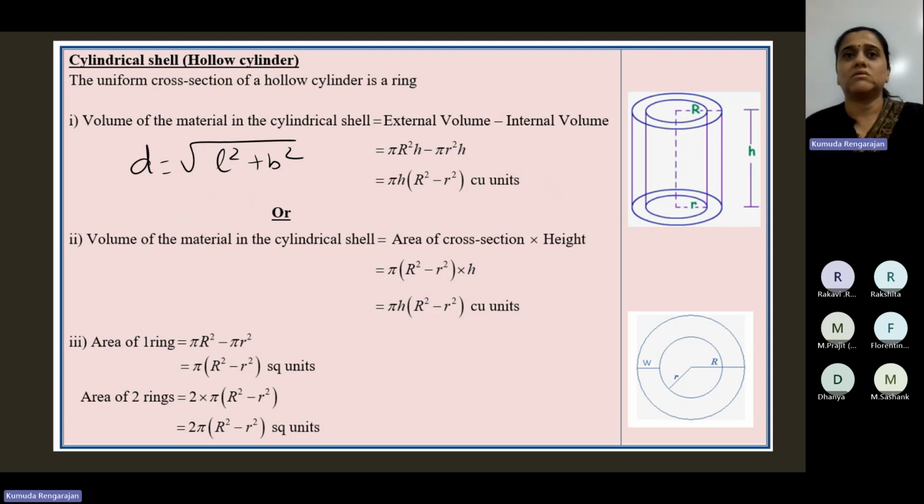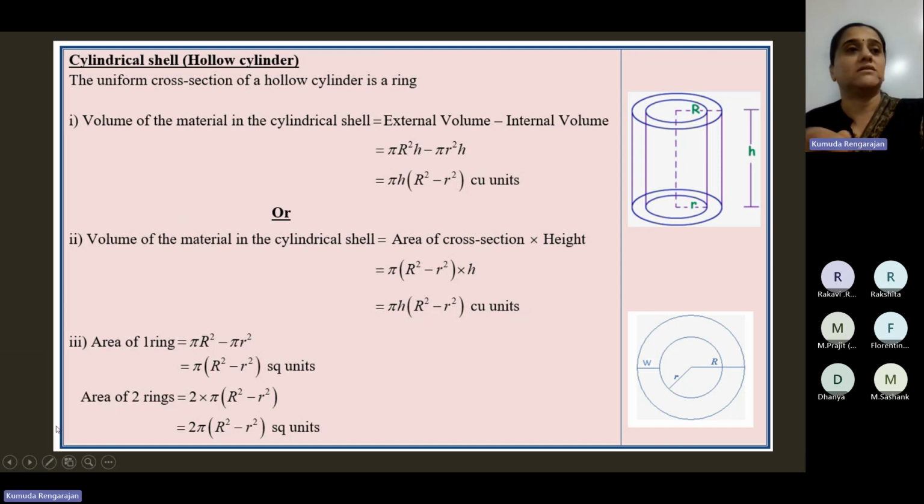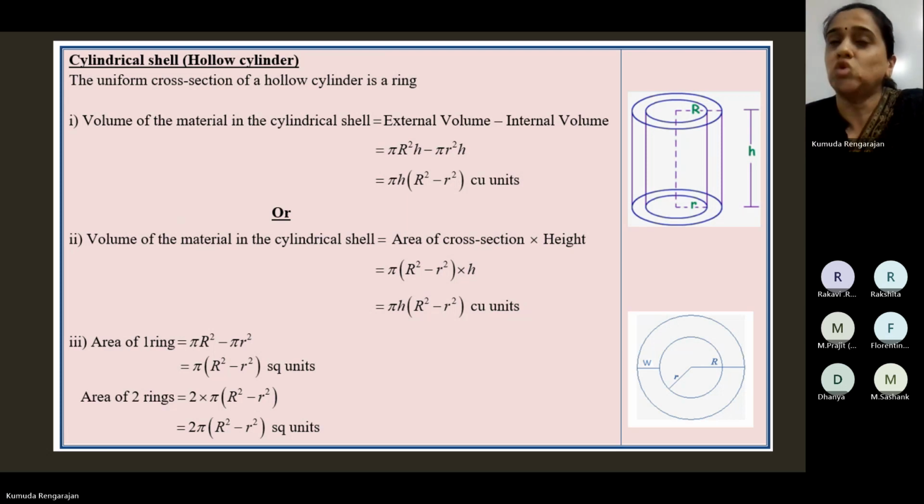Cylinder also. Now, cylinder. Tell me, what is the formula to find the curved surface area? Anybody online, offline? Okay, online students also. The formula to find the curved surface area of a cylinder: 2 pi RH. CSA of a cylinder is given by 2 pi RH.